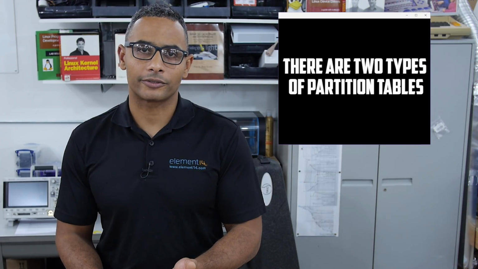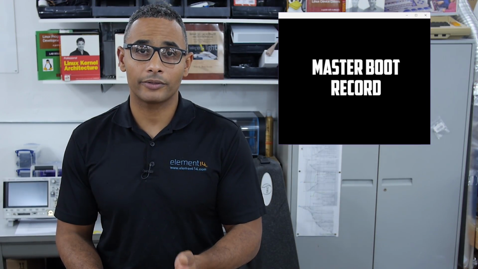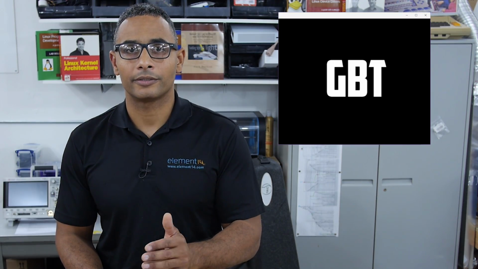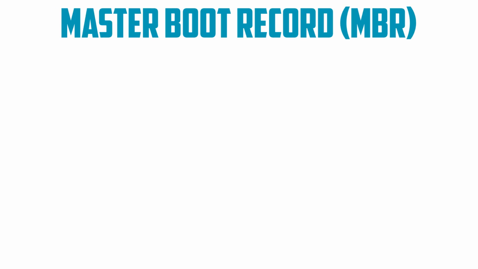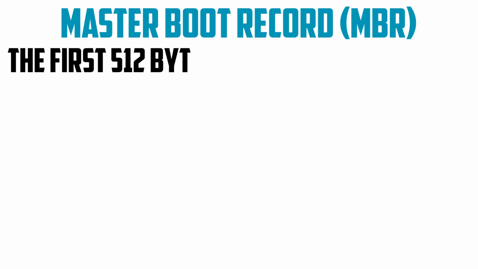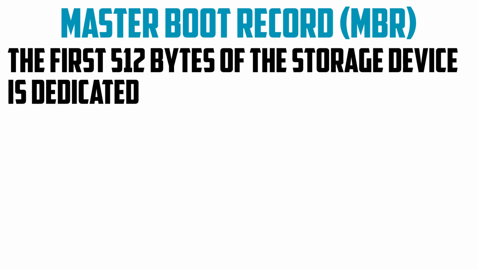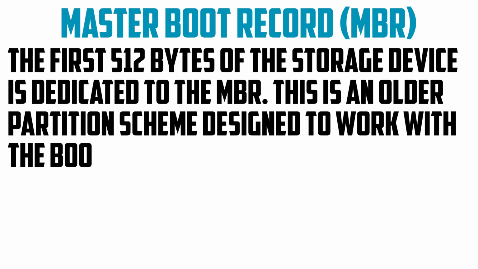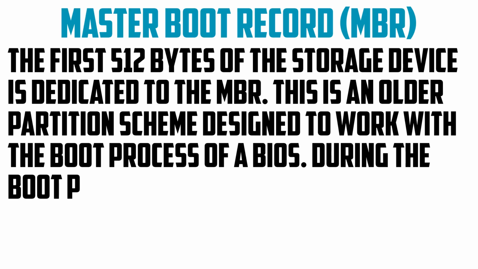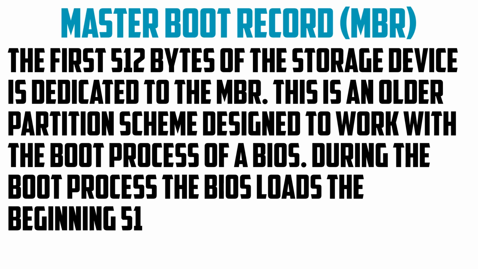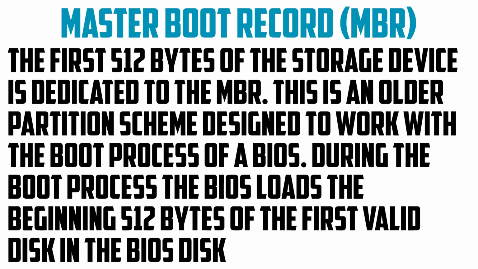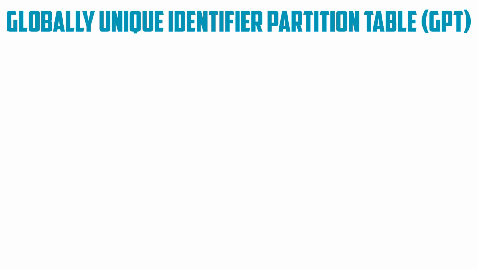There are two types of partition tables that I will discuss: master boot record, MBR, and globally unique identifier partition table, GPT. The first one I'm going to talk about is master boot record. The first 512 bytes of the storage device is dedicated to the MBR. This is an older partitioning scheme designed to work with the boot process of a BIOS. During the boot process, the BIOS loads the beginning 512 bytes of the first valid disk in the BIOS disk order.